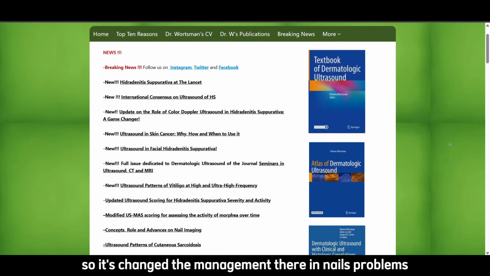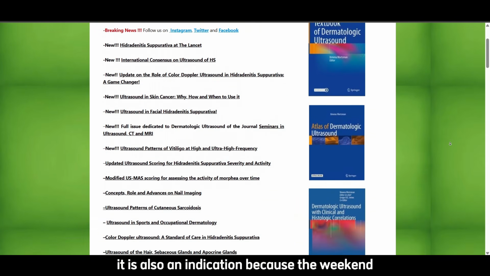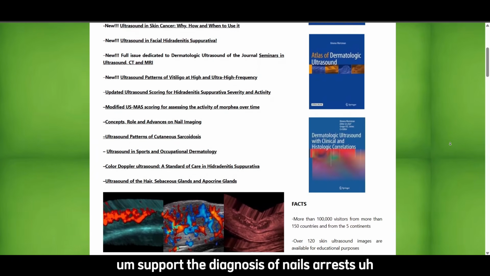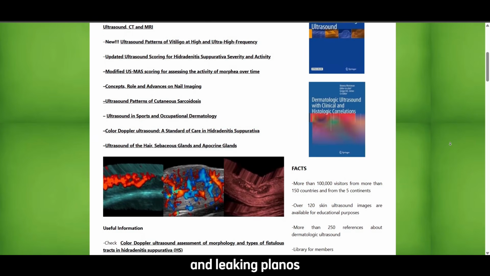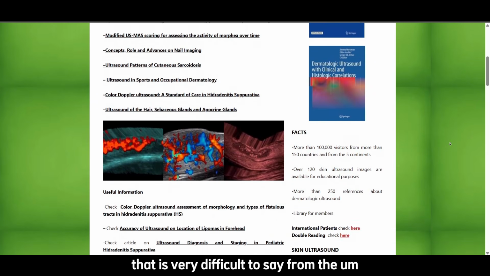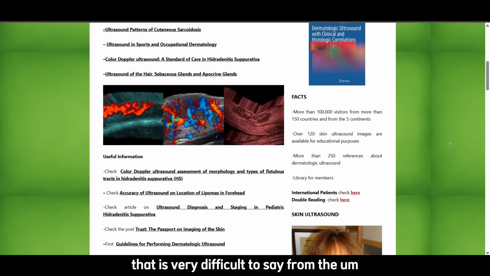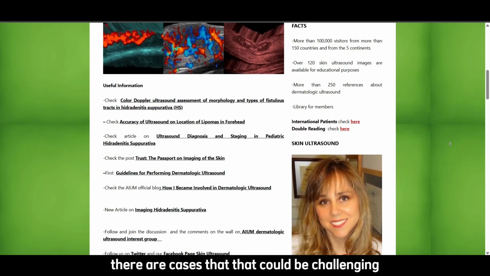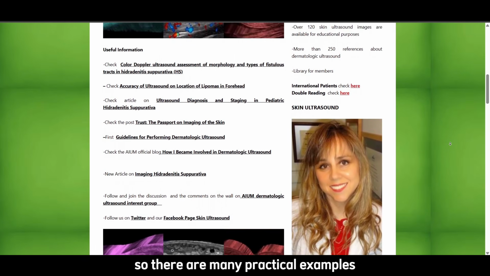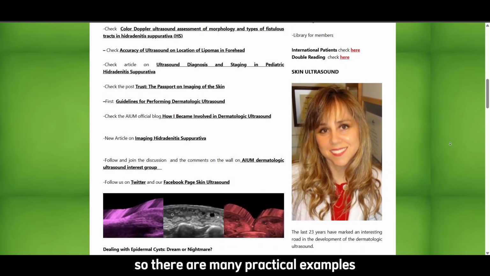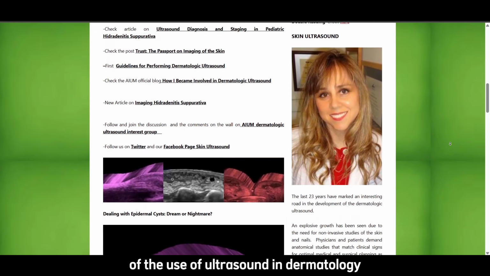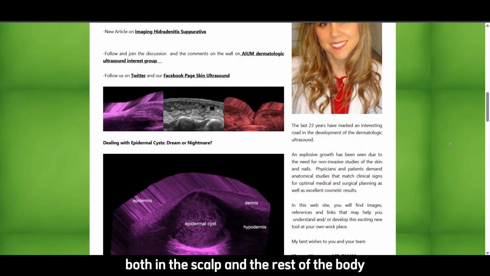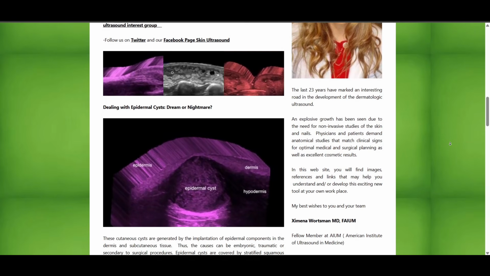In nail problems, it is also an indication because we can, for example, support the diagnosis of nail psoriasis and lichen planus. That is very difficult to say from the clinical point of view. There are cases that could be challenging. So there are many practical examples of the use of ultrasound in dermatology, both in the scalp and the rest of the body.